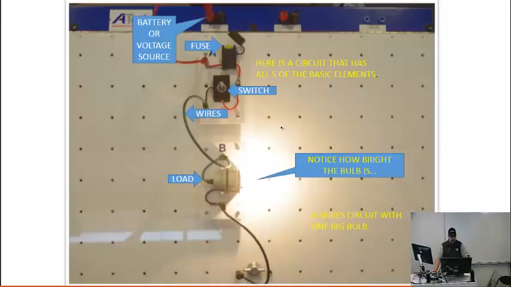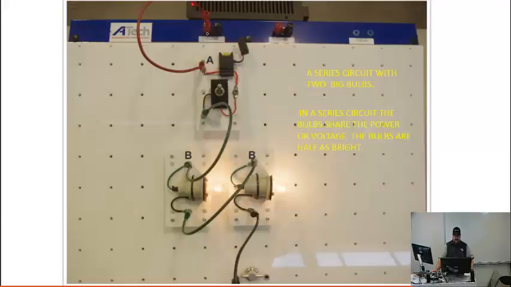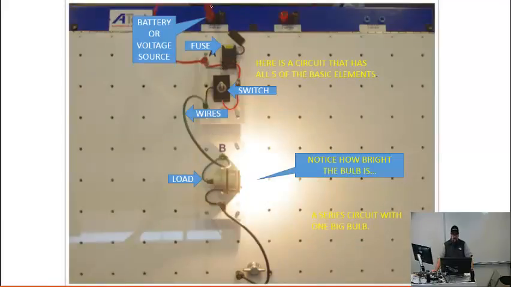All right, so I want you to notice how bright this bulb is. I mean, it's almost like I can't even catch the bulb with photography. It's so bright. Now, what I've done in this circuit, it's a series circuit, right? Everything just kind of runs through everything all the way to ground. And there's really one power source and one ground source.